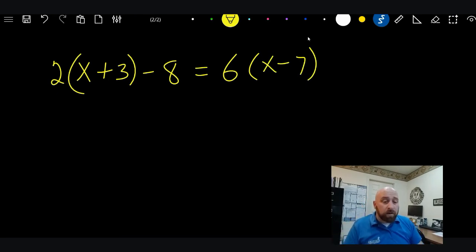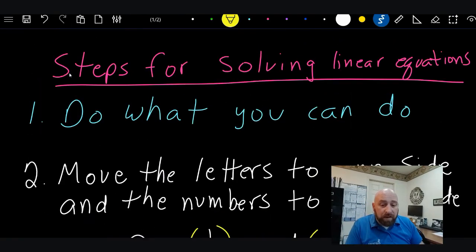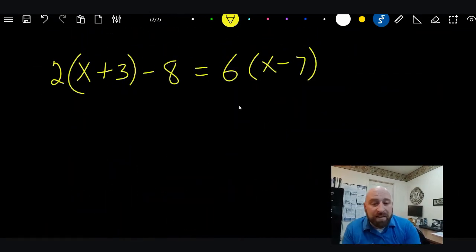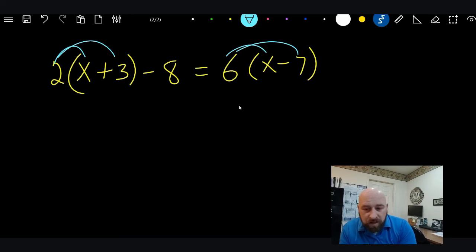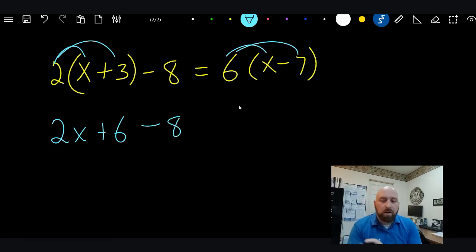So now when we come back to step number 1 and we have a do what you can do, when we look at this one, there are some things that we can do. We have learned how to distribute this. So we can distribute both of those. So we're going to get 2 times x is 2x, plus 2 times 3 is 6, minus 8. You might say, where did the parentheses go? Well, they went away. Why? Because we solved them. Because we distributed. And when you distribute, you're solving the parentheses.